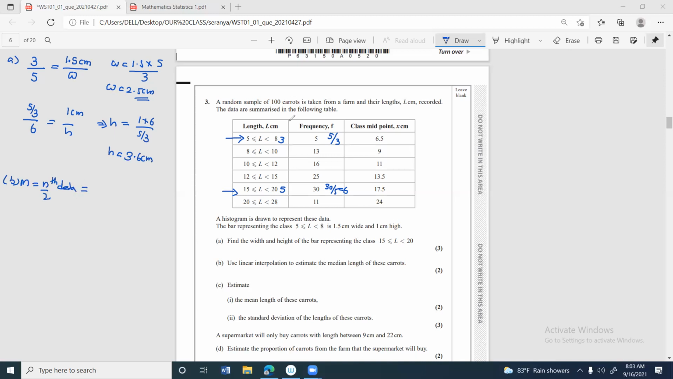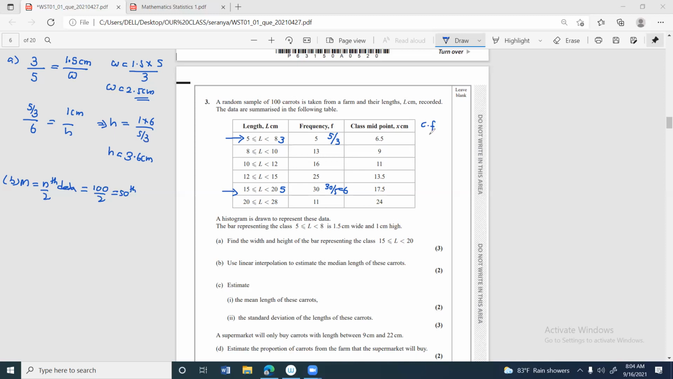N is altogether 100. 100 divided by 2 is the 50th data. If you use linear interpolation, there is no need for going 50 plus 51, that is for the raw data. If it is grouped data like this, initially see which column 50 falls in. To understand which column the 50th data falls into, find the cumulative frequency.